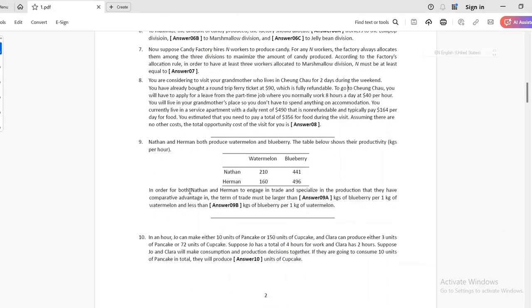Now in the next question, you are given a table, and the table shows productivity per hour for Nathan and Herman. In order for both of them to engage in trade and specialize in the production, they have competitive advantage in terms of trade must be larger. So you have to find out the terms of trade, okay, per kg of watermelon. So you have to find out the terms of trade.